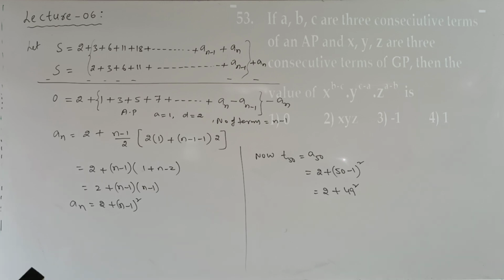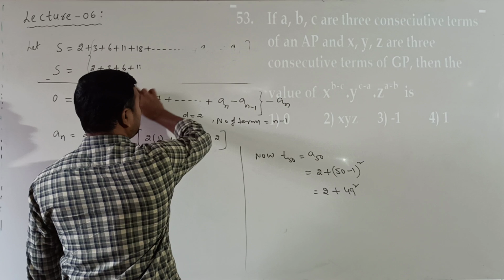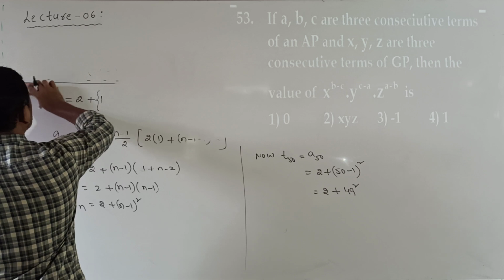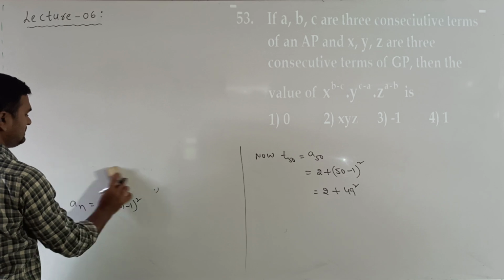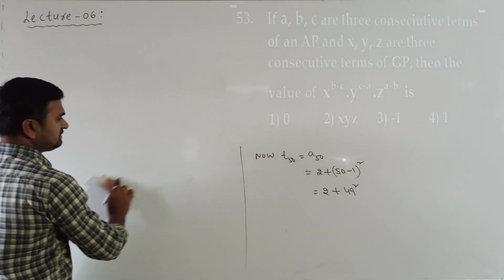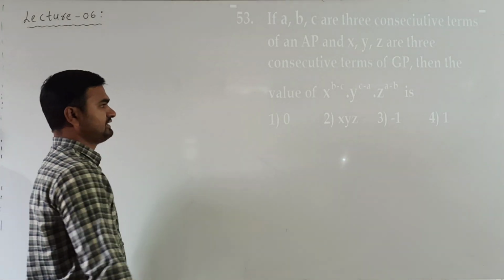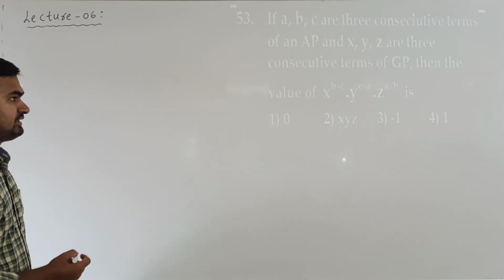Let us see the next question. If a, b, c are 3 consecutive terms of an AP and x, y, z are 3 consecutive terms of a GP, then what is the value of x power b minus c into y power c minus a into z power a minus b? So we are given 3 consecutive terms in AP and 3 consecutive terms in GP. Now we have to find the value of this expression.